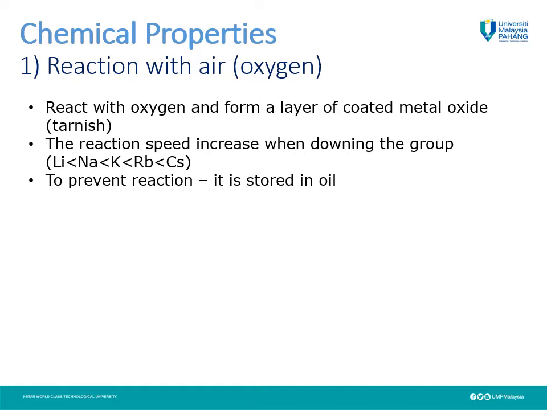Group 1 reacts with oxygen and forms a layer of coated metal oxide, or the metal is tarnished. The reaction speed increases when going down the group, meaning that it increases from lithium to sodium, potassium, rubidium, and cesium. To prevent the reaction from taking place on the element, it is usually stored in oil.